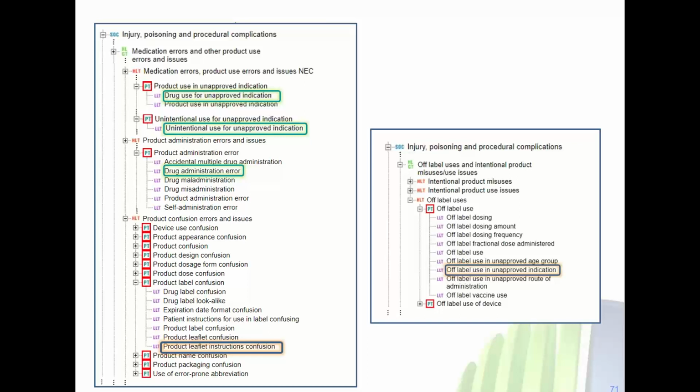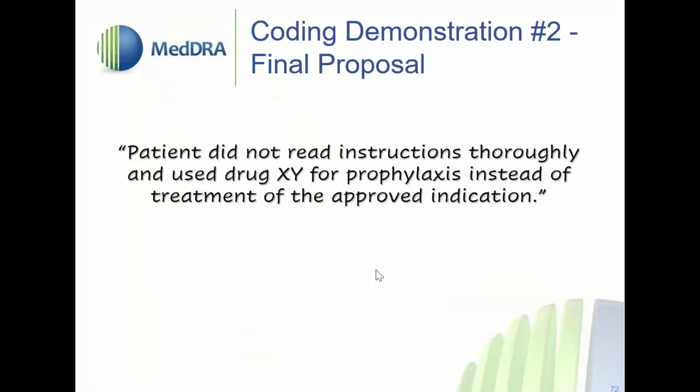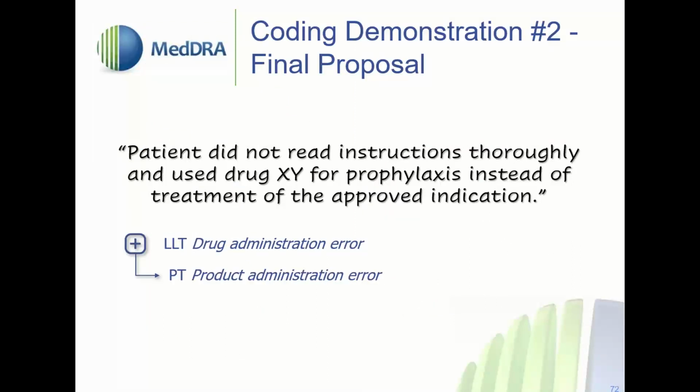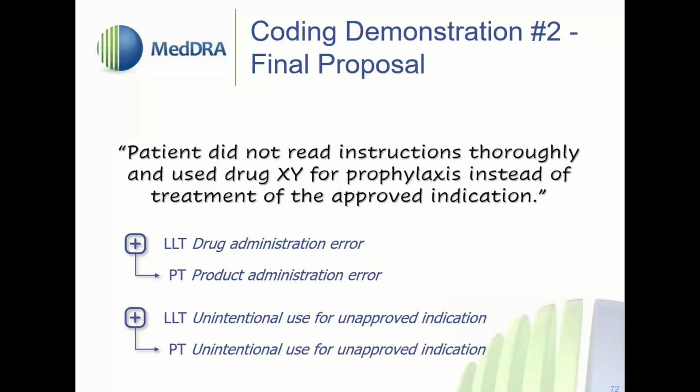And finally, the product leaflet instruction confusion, which again not many people chose, is a term that does not reflect what has been reported. The patient didn't read the instructions thoroughly, and it was not reported that the instructions themselves were confusing. So it's also important to keep that information in mind as you go through this. In this case, we say drug administration error, so the final suggestions are drug administration error and unintentional use for unapproved indication.